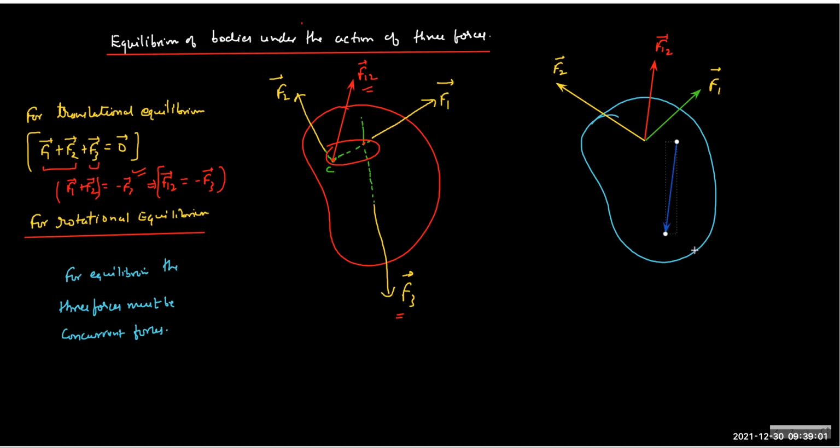If I choose it not concurrent, somewhere else, what will happen? It will develop a couple. It will actually develop a torque. So the only way to prevent the torque is what? When this third force is exactly here. Understood? When the third force is exactly here, making these three forces concurrent, only then will the torque be zero.